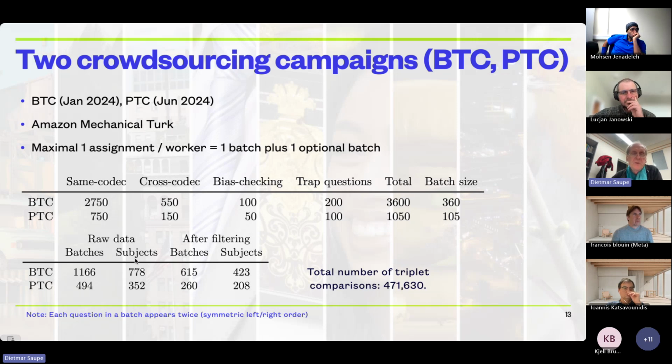And then we filtered the subjects or the batches, and we ended up with only 630 or so. Overall, we collected almost 500,000 comparisons, so responses to comparisons. Not all responses were provided, and some were skipped because we had a time limit per answer, of course. So a few percent were not given. And maybe one little note, but important: each question in a batch appears twice, so symmetric left-right order. So if we have one comparison, then we ask the same question again, however, with left and right reversed.